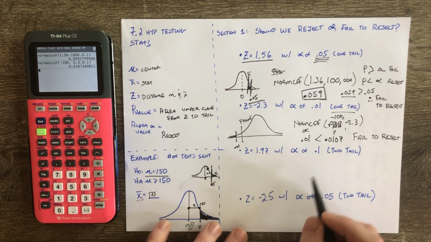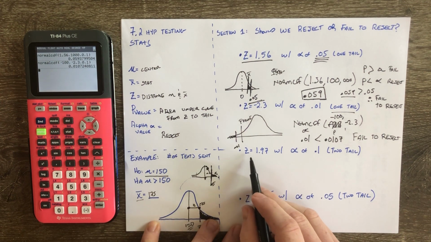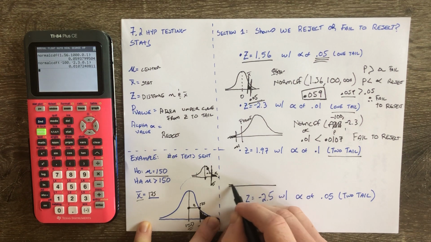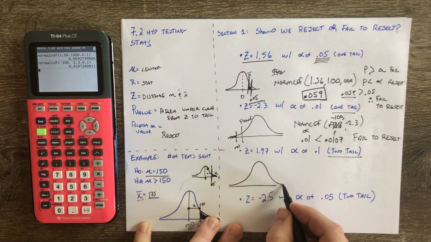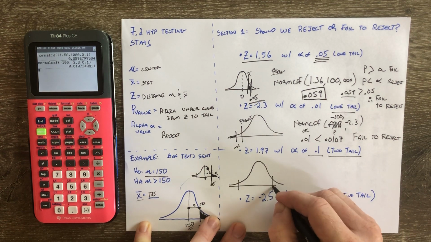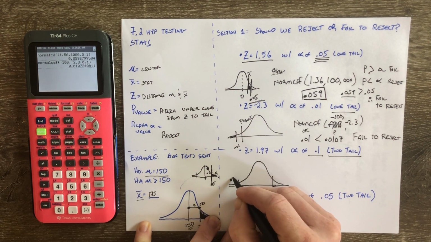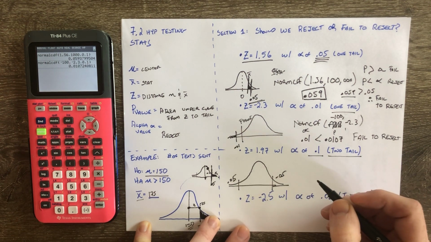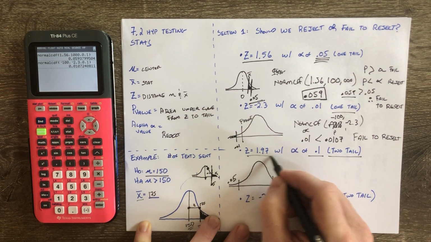I hope one of these we reject. Okay, here we go. So this one is a two-tail test. So this one's a little different. We've got a two-tail test here, and our alpha level is 10%. So that means that between here and here, I need 10%. So my new alpha level is actually going to be 0.05 on either side, right? And then z is 1.97.